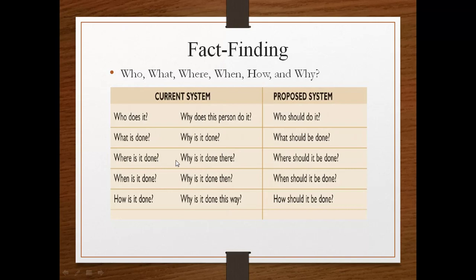Where is it done? Why is it done? And where should it be done? That is your proposed system. When and why is always in the current system. When should it be done? That is asked in the proposed system here. How is it done? Why is it done this way? How should it be done? Again in the proposed system.